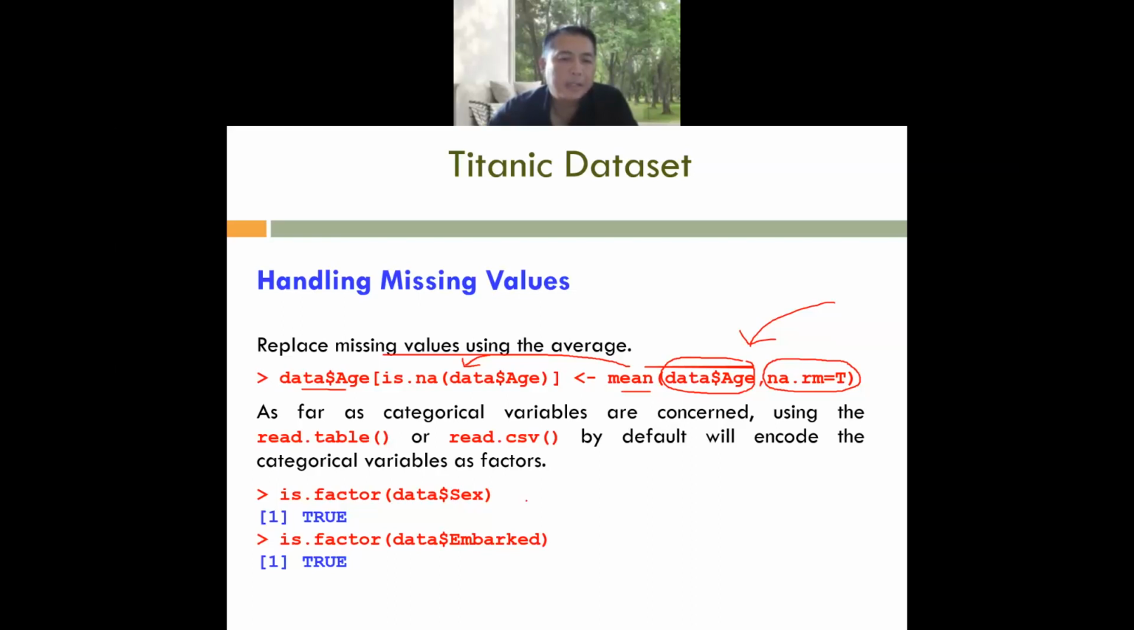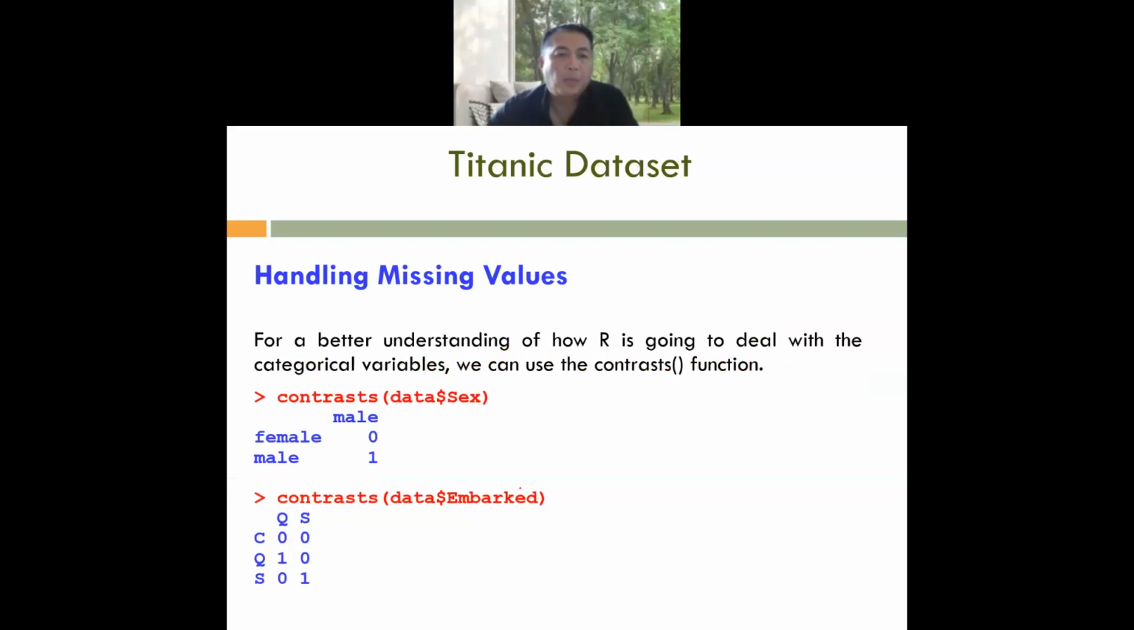Okay, and this is one of the ways to check whether my column is a label or not a label column. So we use is.factor. We could also look at the contrast of the categorical variable. So if we say contrast, this is our data frame and this is the column. Then we have 0, 1. Contrast for the embark, we have 3 stations. So this is just to look into how our data looks like.